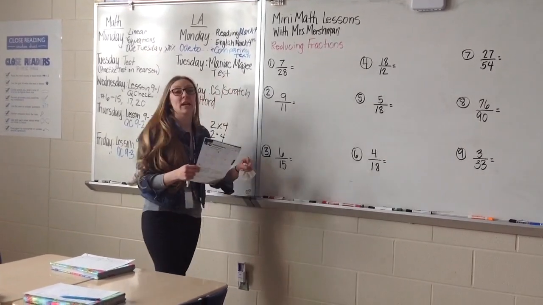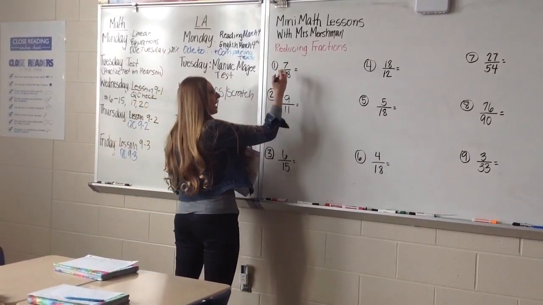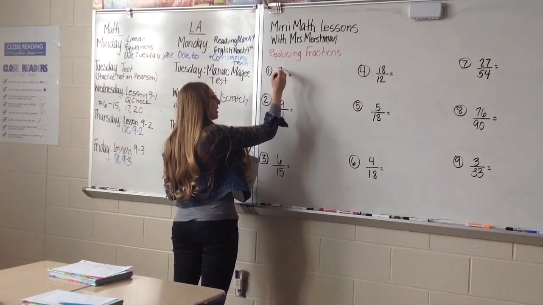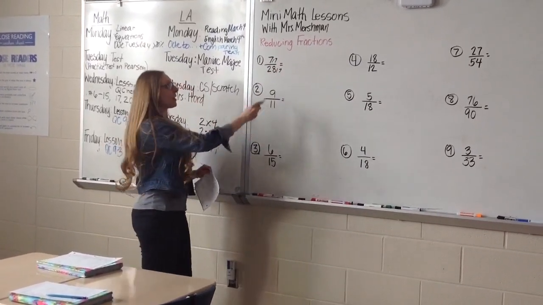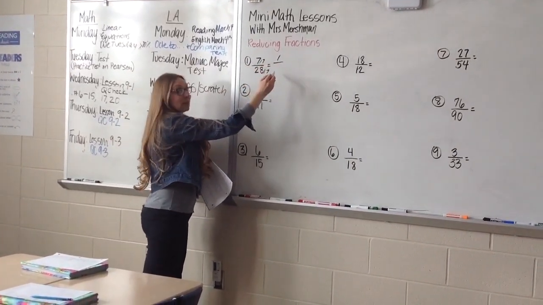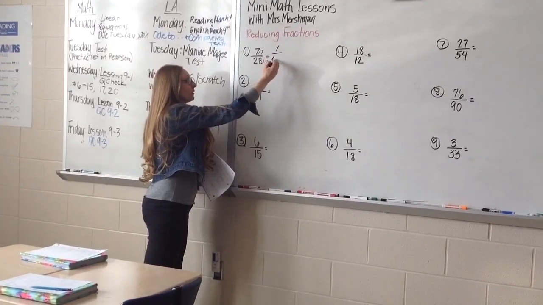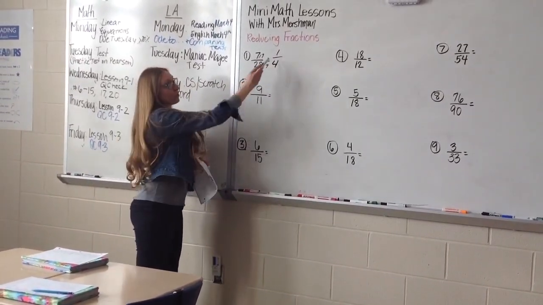In the first one, I have 7/28. In this problem, I'm going to divide 7 and 28 by the greatest common factor, and in this case, it's 7. I know that 7 divided by 7 is 1, and 28 divided by 7 is 4. So my simplified fraction is 1/4.